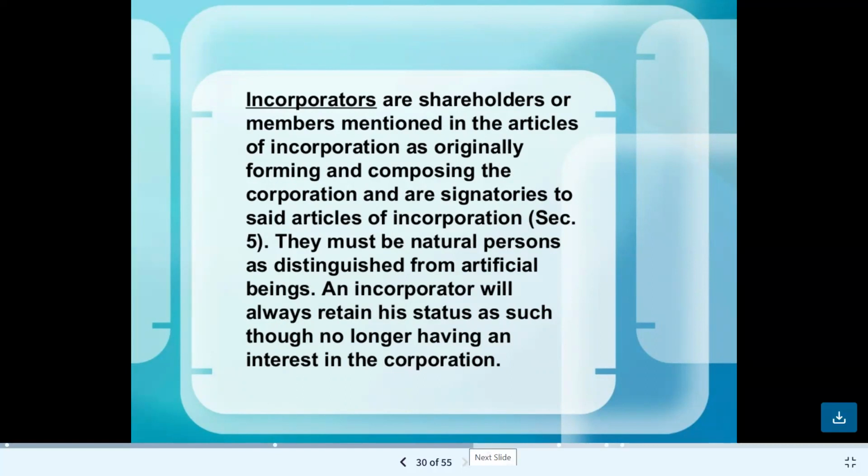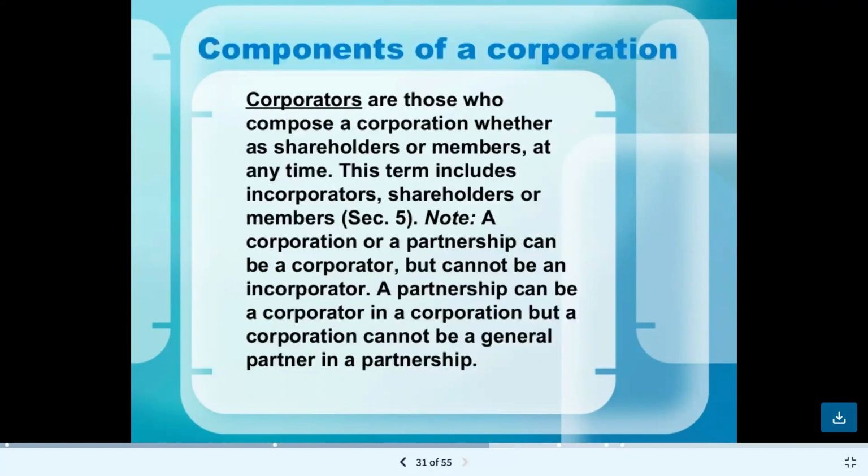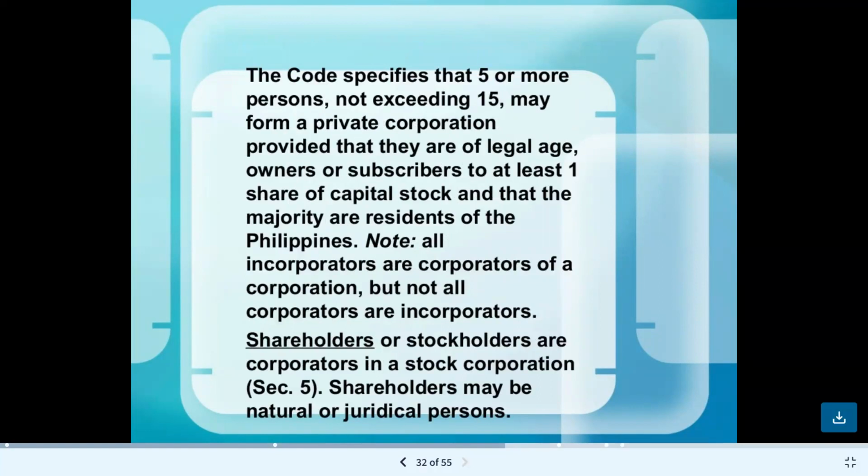And also, you should be a subscriber of the shares of the corporation. Okay, and then to continue, the Corporation Code specifies that 5 or more persons, not exceeding 15, may form a private corporation, provided that they are of legal age and at least owners or subscribers of 1 share of capital. Shareholders or stockholders, so these are corporators in a stock corporation. And take note, a corporator may be a natural or a juridical person.